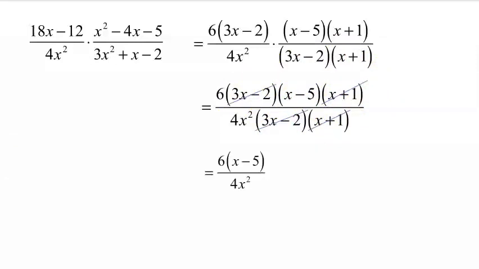But this is not finished because 6 over 4 can reduce. If I divide 6 by 2, I get 3. If I divide 4 by 2, I get 2. So I get 3 times x minus 5 over 2x squared. Again, I'm satisfied with that, although you certainly could write it as 3x minus 15 over 2x squared if you would prefer. So you'll notice that multiplying algebraic fractions is the exact same process as reducing algebraic fractions.